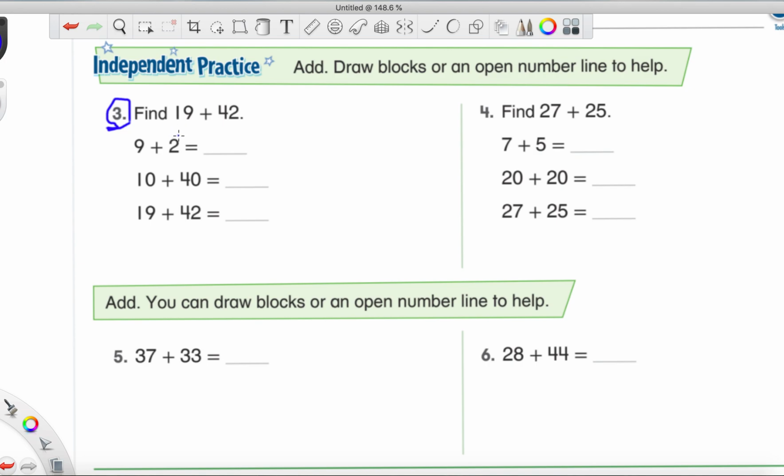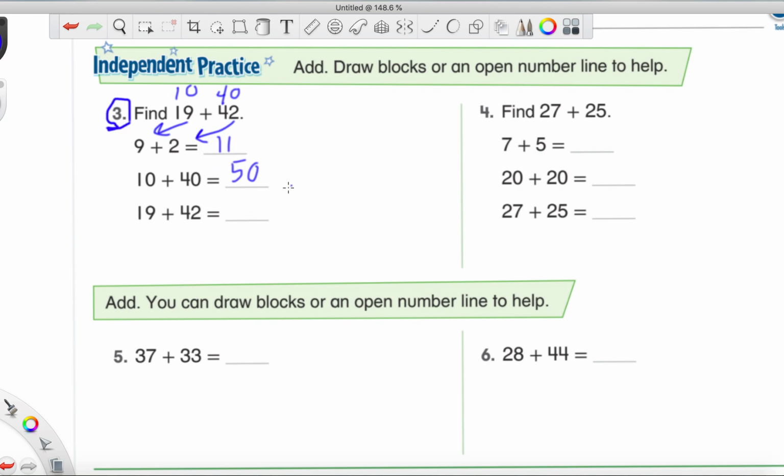So they already set this up for us, which was very nice of them. They took the ones out and made a little addition sentence: 9 plus 2. So remember that 9 is over there, that 2 is over there, and then you're just left with the tens, which is 10 plus 40. So 9 plus 2 is 11. 10 plus 40 is 50.